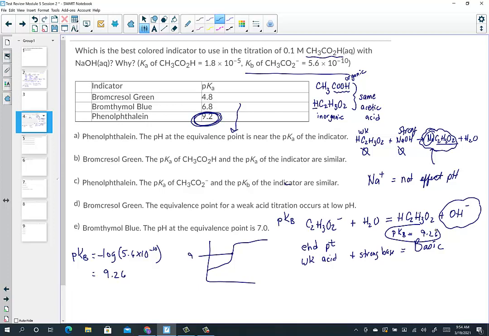Or you can do it mathematically by changing the pKb, and I knew to use pKb because it's basic. And therefore, I could also select, based on my answer, the indicator closest to 9.26. Okay, good work.